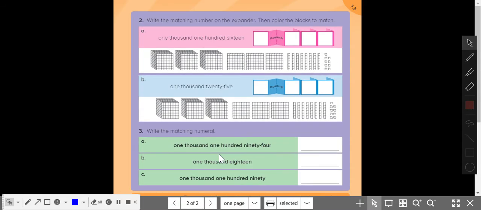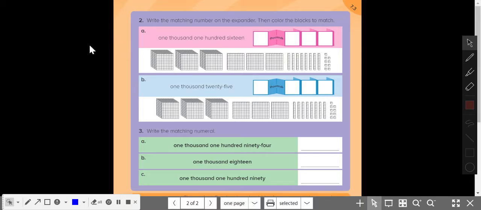On the next page, you have the words written for you. It says 1,116. So my job is, though we did not read the directions, we should do that first. Write the matching number on the expander. Then color the blocks to match. So there's two things I have to do on this one. It's always important to read the directions before you begin.